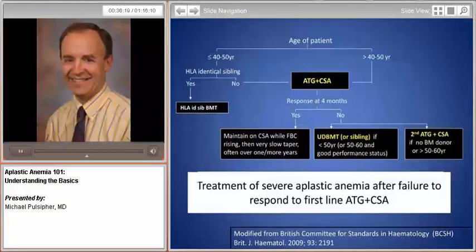CAMPATH has been used, and there are many experimental protocols that are designed to treat these patients that way as well. But bottom line here is, if you don't respond within 4 to 6 months, your likelihood of long-term survival is markedly decreased, and a transplant should be considered, or alternative therapies.